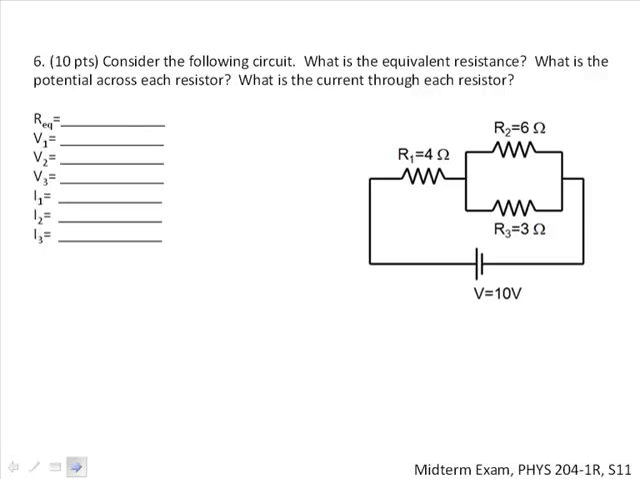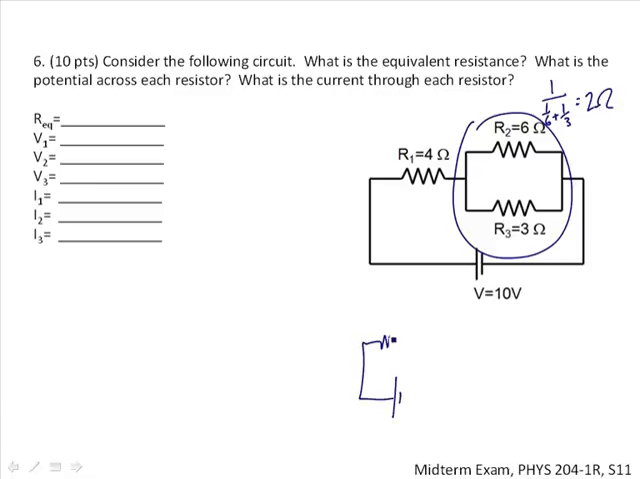Alright, consider the following circuit. What is the equivalent resistance, the potential across each resistor, and the current in each resistor? Well first we have to find the equivalent resistance. The resistance of this is 1 over 1 over 6 plus 1 over 3, which of course is equal to 2 ohms. I have a circuit here with a 4 ohm and a 2 ohm. So that gives me an equivalent resistance of 6 ohms.